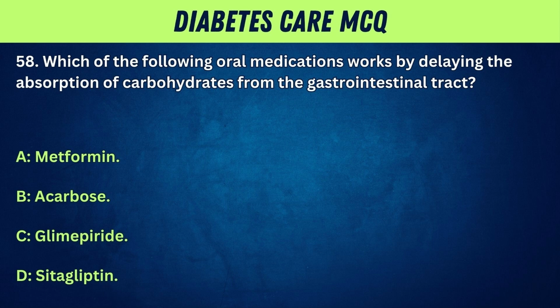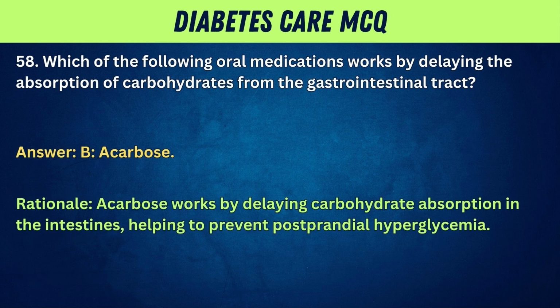58. Which of the following oral medications works by delaying the absorption of carbohydrates from the gastrointestinal tract? A. Metformin. B. Acarbose. C. Glimepiride. D. Sitagliptin. Answer: B. Acarbose. Rationale: acarbose works by delaying carbohydrate absorption in the intestines, helping to prevent postprandial hyperglycemia.